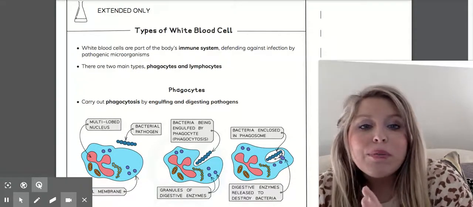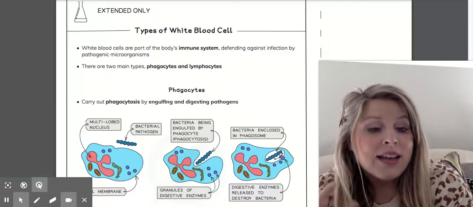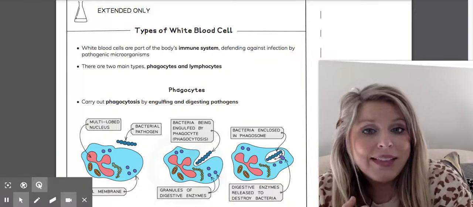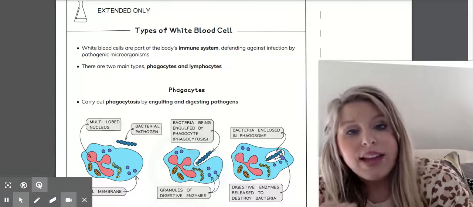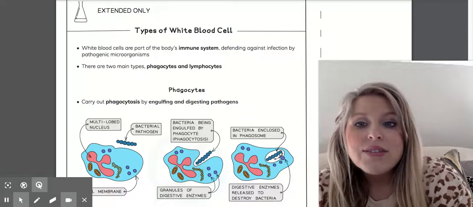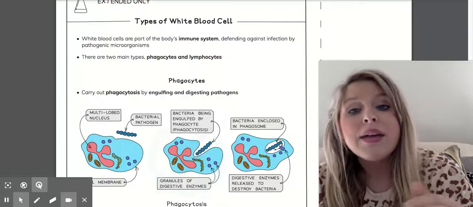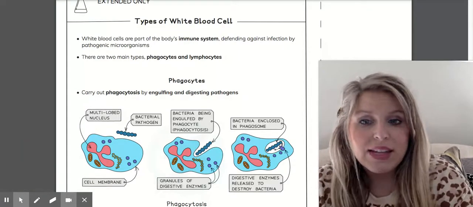Okay, now let's look at types of white blood cells for a moment. White blood cells are part of your immune system. So this should be a review from all of your notes and information on pathogens and immunity. But we have two types of white blood cells, phagocytes and lymphocytes. Phagocytes carry out something called phagocytosis, which is where different pathogens are completely engulfed and digested to break them down and get them out of your body.